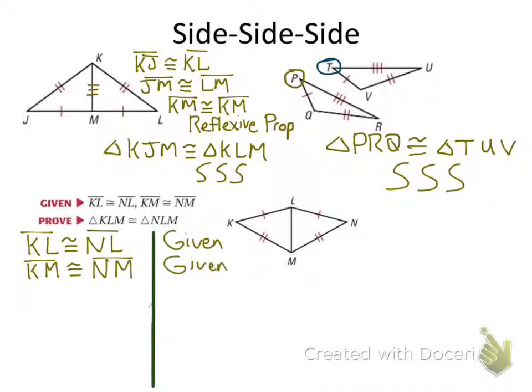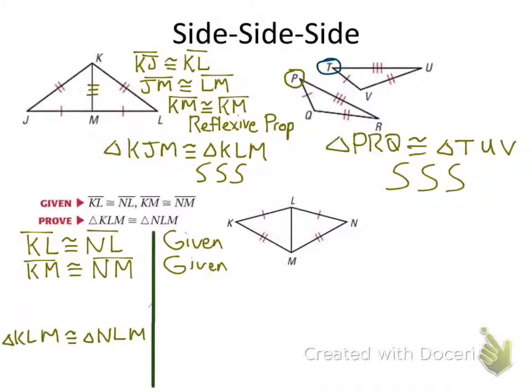So that's what you start with. Where we're going, we want to find that triangle KLM is congruent to triangle NLM. Now, we don't know the reason yet, but since this is the side screen, it's probably going to be side. Now, this is what we start with on any proof. This is what should automatically be written down, your givens and where you want to go.